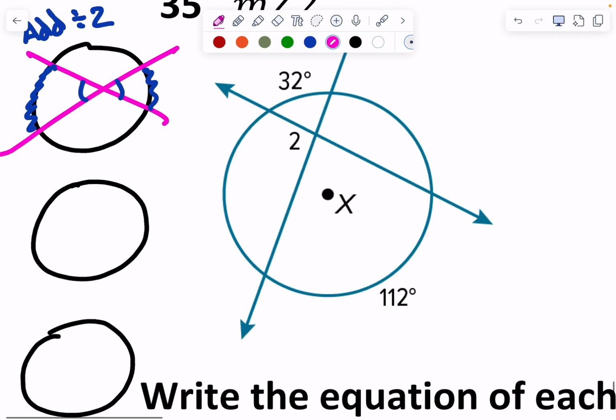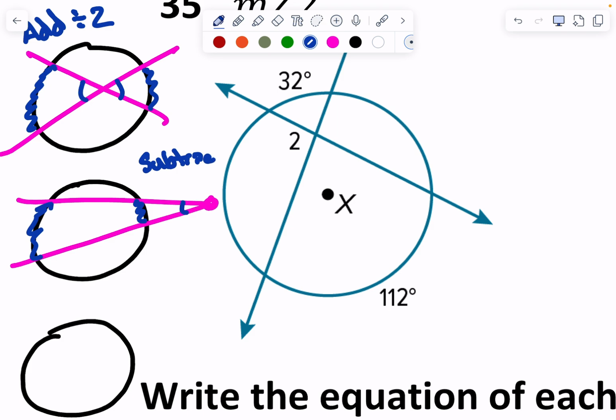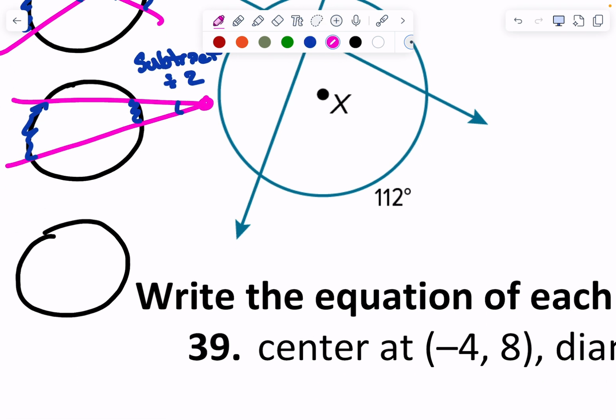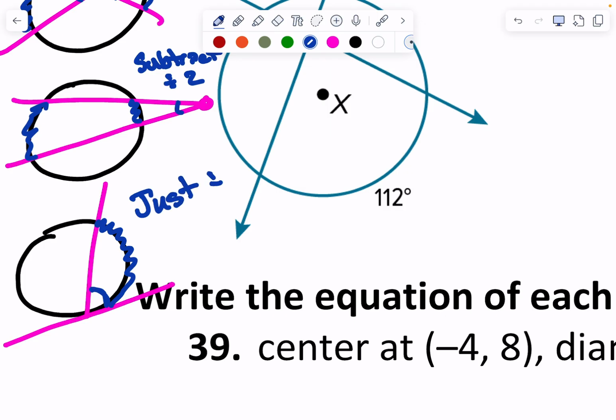Now, let's say instead that my two lines are intersecting, and they touch out here, right? And I know this arc, and I know this arc, and I'm trying to find this angle. I subtract and divide by 2, right? And then this one, let's say he is down over here, and I have a tangent line and a secant line, and I know this arc, and I'm trying to find this angle. I just divide by 2. Okay?